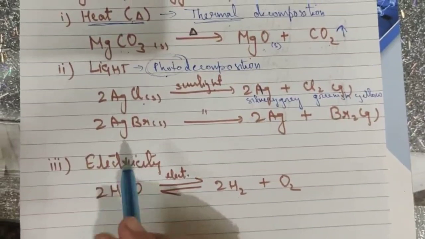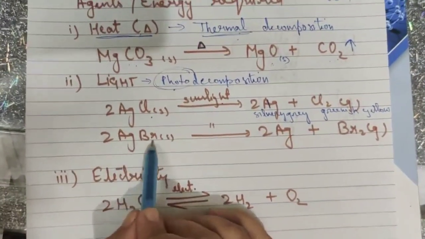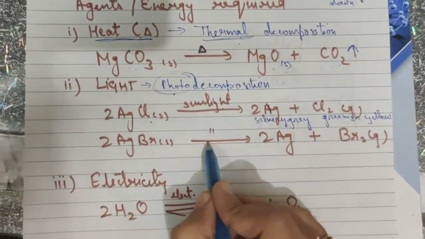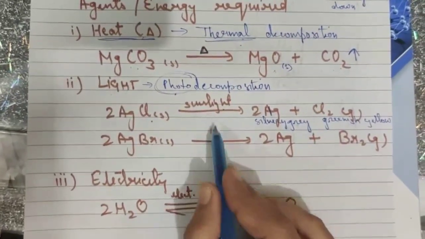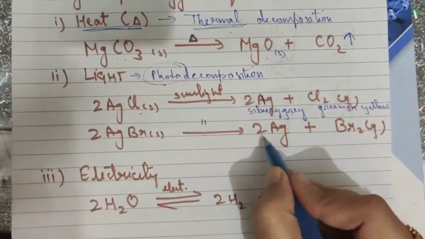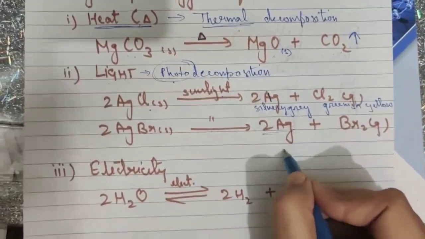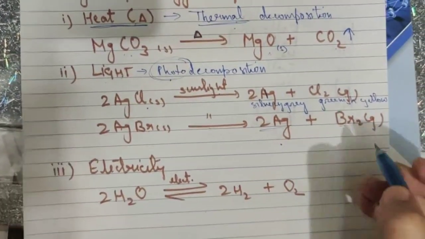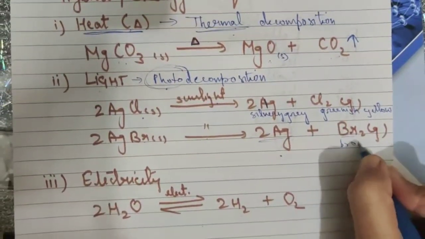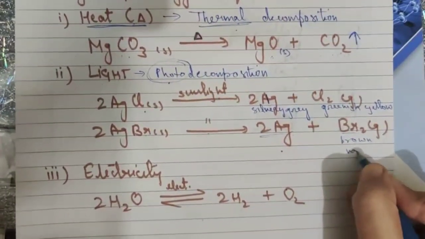And another reaction, that is AgBr, is again dissociating or undergoing decomposition in the presence of sunlight. Here also you will find Ag in the form of silvery gray product and bromine in the form of brown vapors.